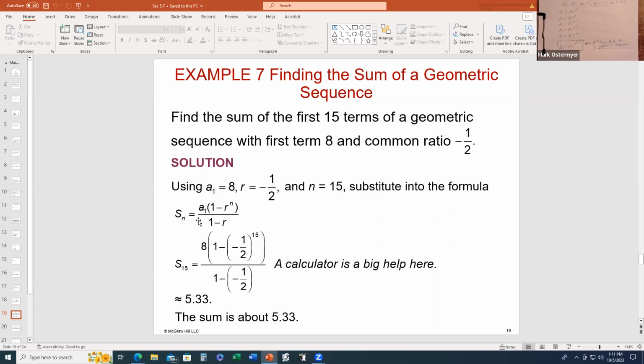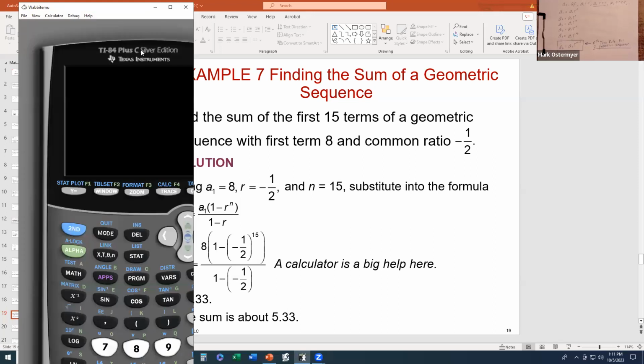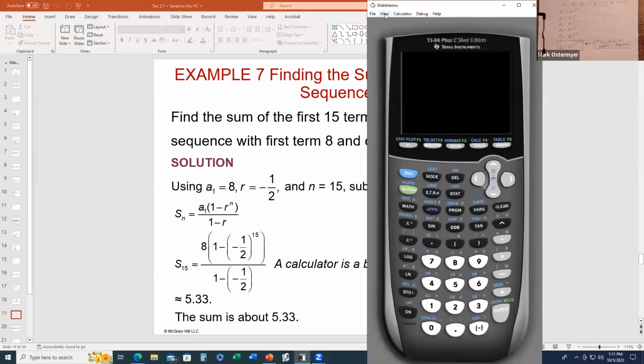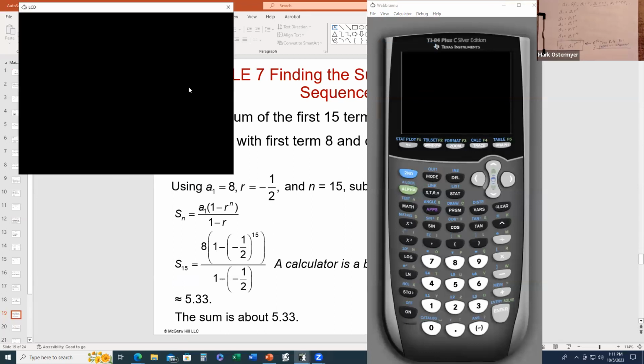A sub 1 is replaced with 8. R is replaced with -1/2. Going through the arithmetic and actually using a scientific calculator to raise negative 1/2 to the 15th power, you're going to need to have a calculator for that. Let's see if we can do this. I'll show you on the calculator how I would do it here.